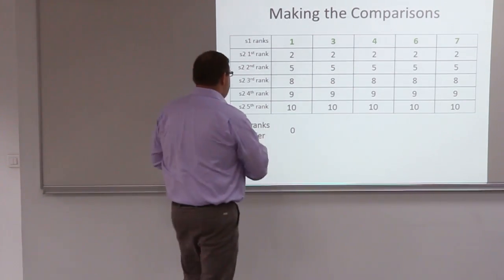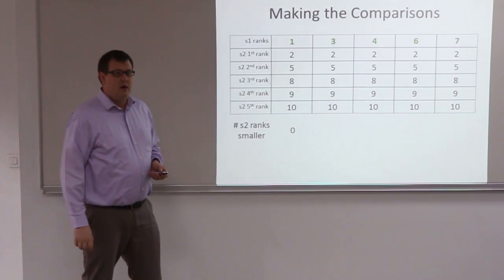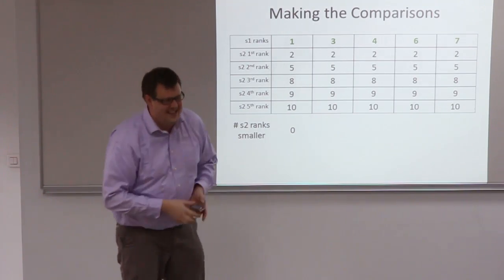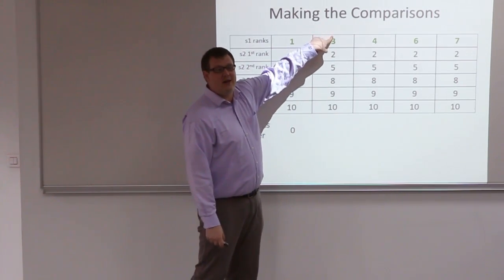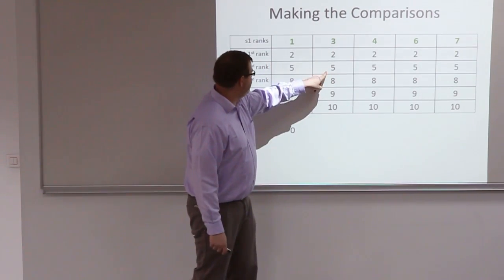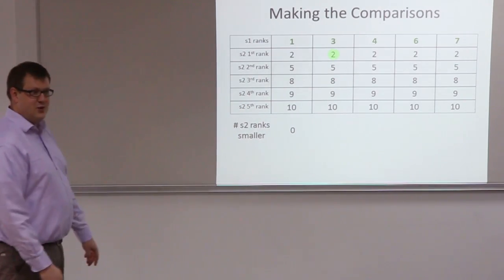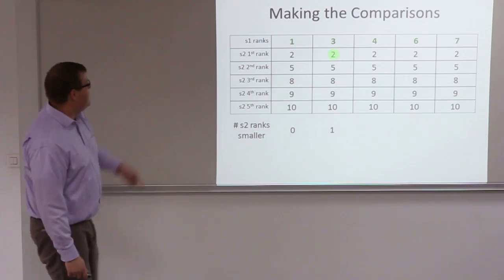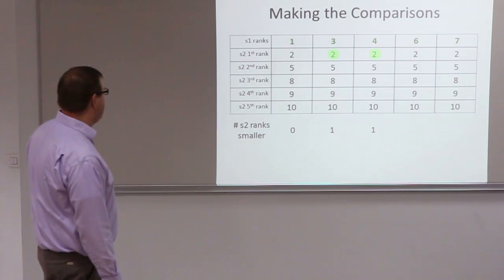How about the number of sample 2 ranks that are smaller than 3? 1. This one, but it's number 2. That's right. 2 is smaller than 3. So that's 1. 1 rank is smaller. Is 5 smaller? No, we just have 1, which is from 2. Okay, so we have 1 rank that's smaller than 3. How about 4? Again, we have 1. 2 is smaller than 4.